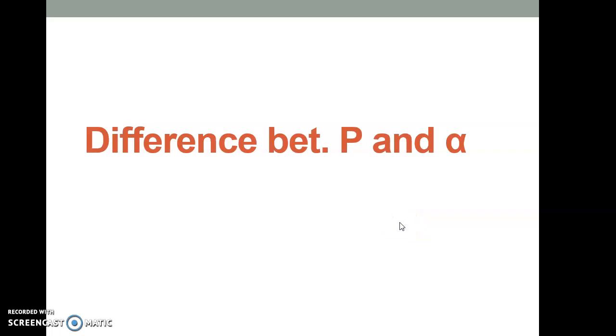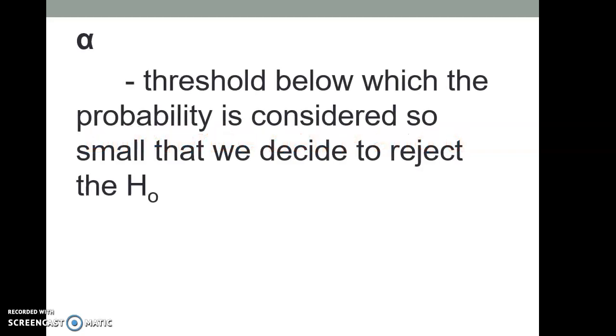The p-value and the alpha level are interrelated concepts, but there is a slight difference. Alpha value or alpha level is the threshold below which our probability is considered so small that we decided to reject our hypothesis. What does this mean?